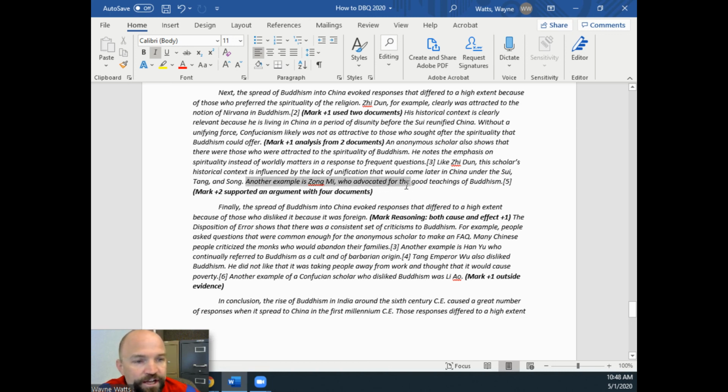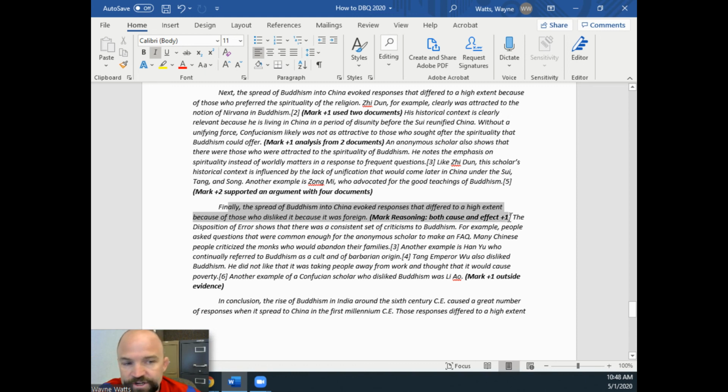Another example is Zhang Mi, who advocated for the good teachings of Buddhism. So at this point, that's 2 more points because I've made an argument. I've supported the argument with information from 4 documents. Finally, the spread of Buddhism into China evoked responses that differed to a high extent because of those who disliked it because it was foreign.